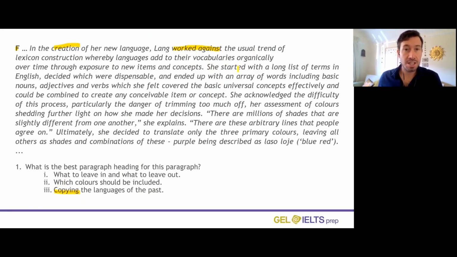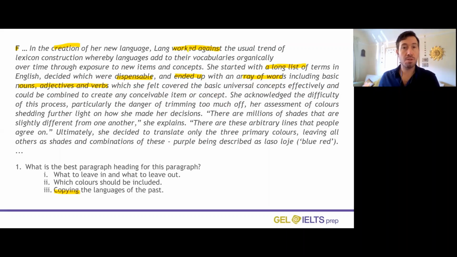It then says she started with a long list of terms and decided which were dispensable, so which you could throw away, and ended with an array of words, including nouns, adjectives, and verbs, which she felt covered the basic universal concepts effectively and could be combined to create any conceivable item or concept.